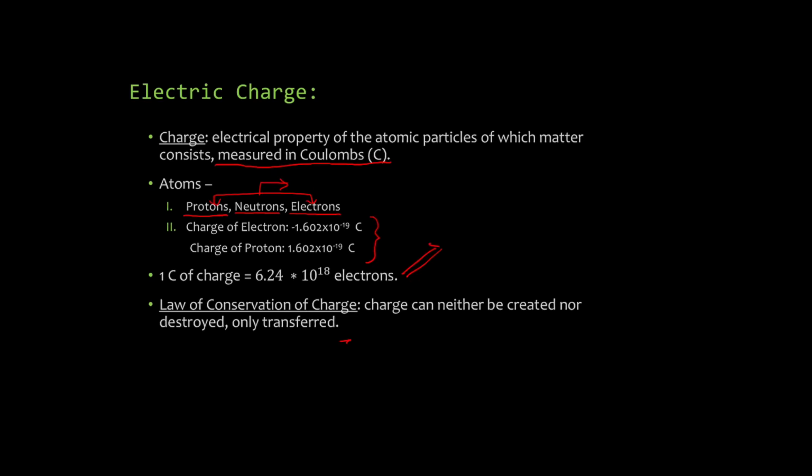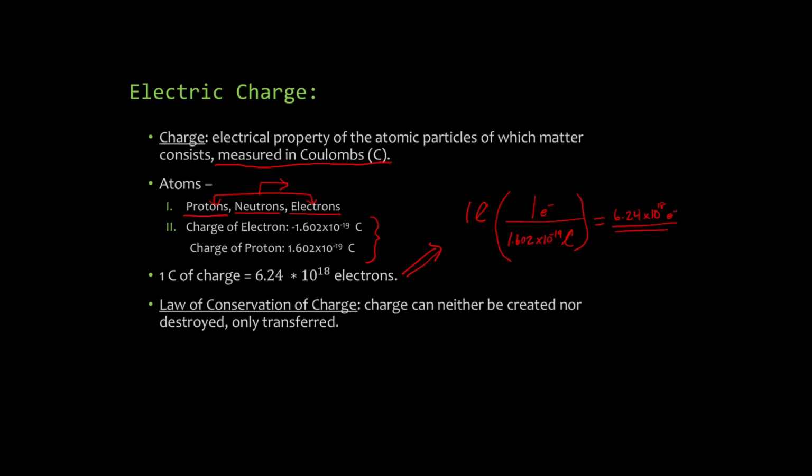And to show how we got this number, we have 1 coulomb of charge, and we know that in one electron, there's 1.602 times 10 to the negative 19th coulombs. If you divide this out, you will get 6.24 times 10 to the 18th electrons. So it takes a lot of electrons to produce 1 coulomb of charge.